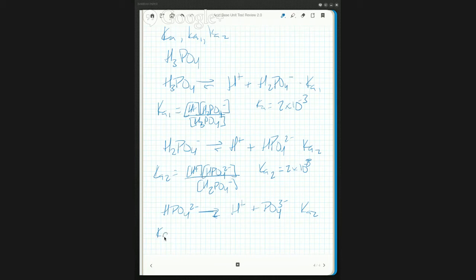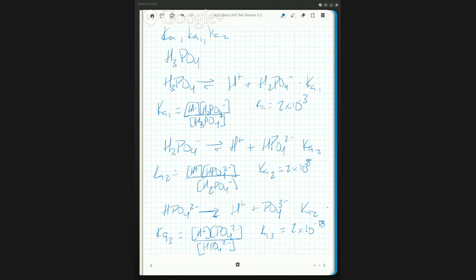So as you can probably guess, Ka3 is equal to H plus times PO4 3 minus all over HPO4 2 minus. And Ka3 starts to get ridiculous. It's like 2 times 10 to the negative 18th or something. It takes a huge jump.